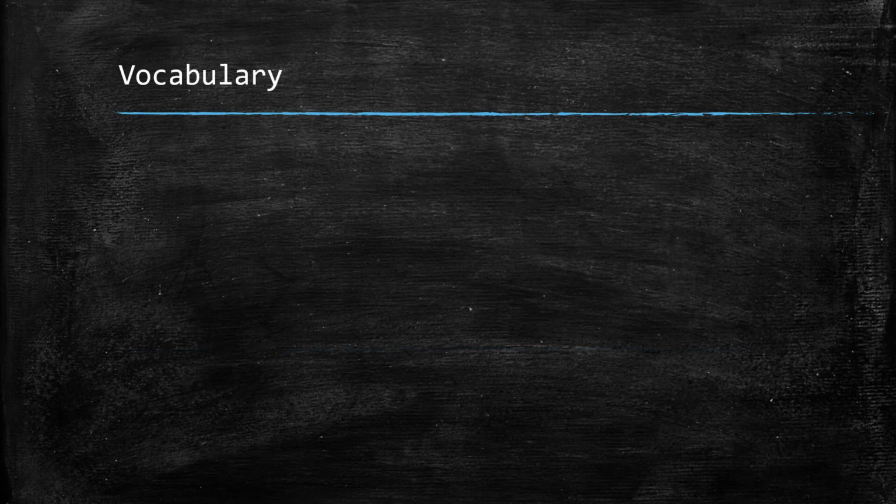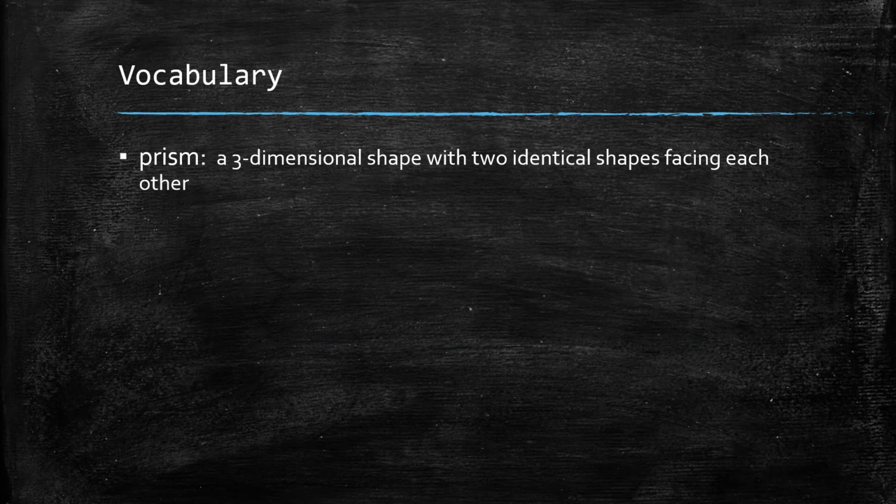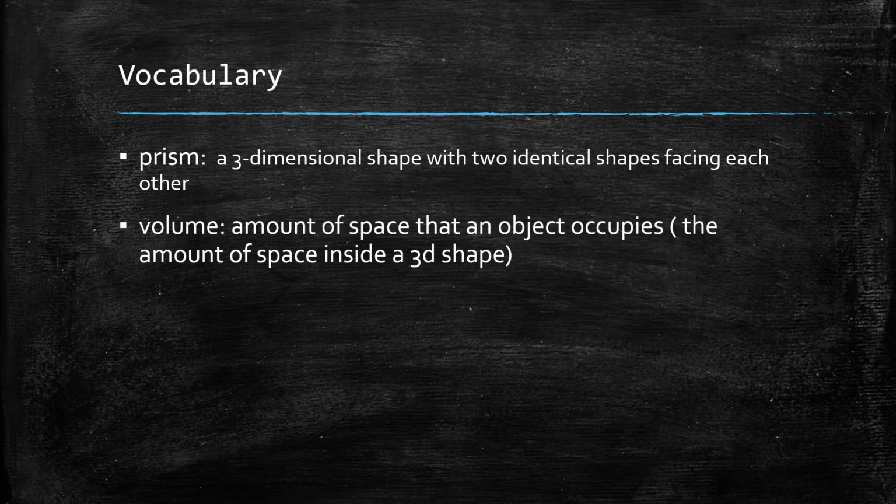Your vocabulary words you need to know. The first one is prism. This is a 3D shape and it has two identical shapes facing each other. When we look at pictures we will highlight that, but these are all 3D shapes. Last week when we were finding area, those shapes would be flat, so with 3D, we're going to add one extra dimension to the shape.